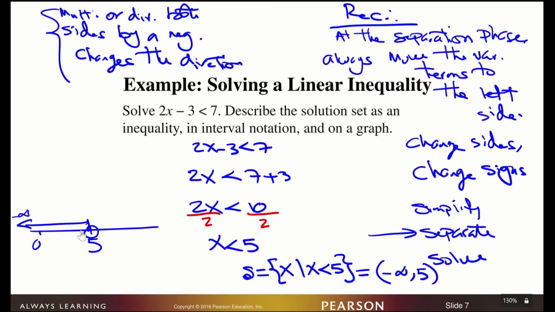You can also pick any number really close to 5 as well, and it'll still work, like 4, right? 2 times 4 is 8, minus 3 is 5, which is again less than 7. So we just verified the fact that these are the solutions, all real numbers less than 5, for 2 numbers, 0 and 4, right? You can plug in any number less than 5, and that number, when plugged in here for x, will satisfy this inequality and make it true. Therefore, it's a solution, okay?